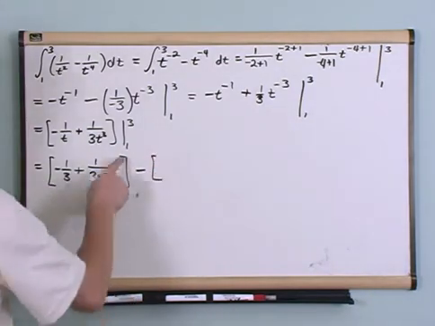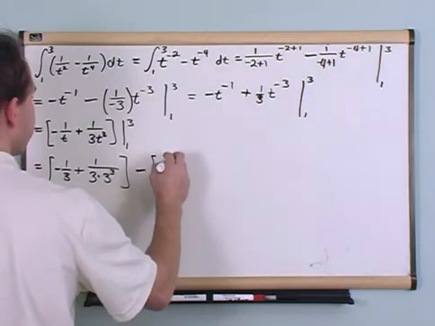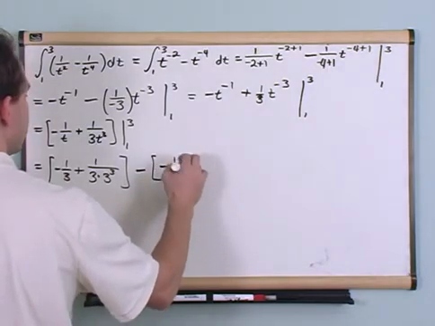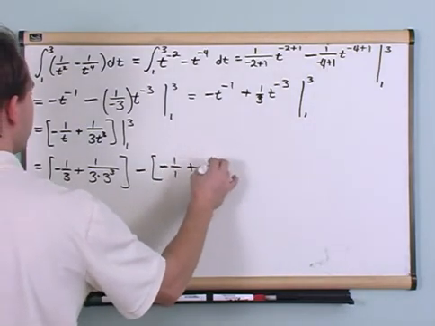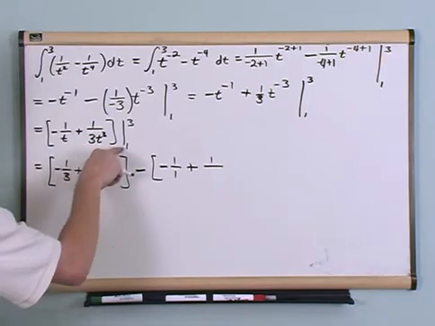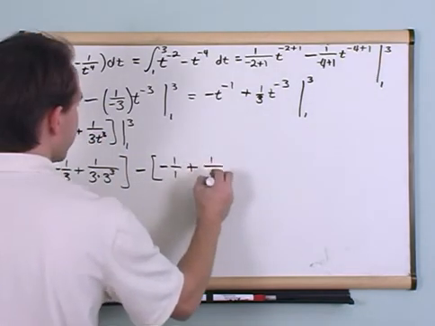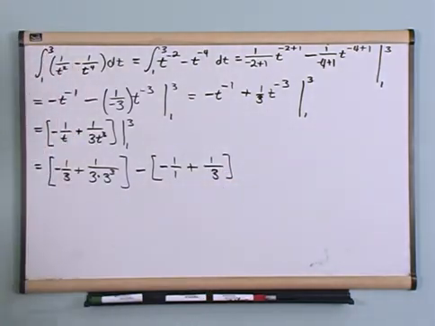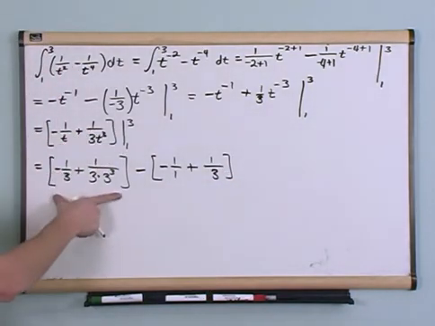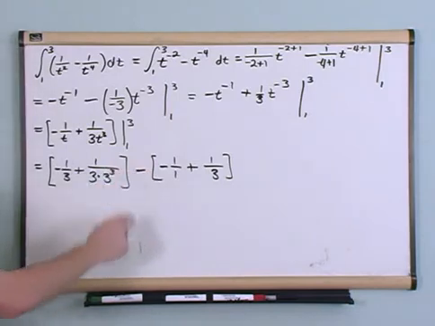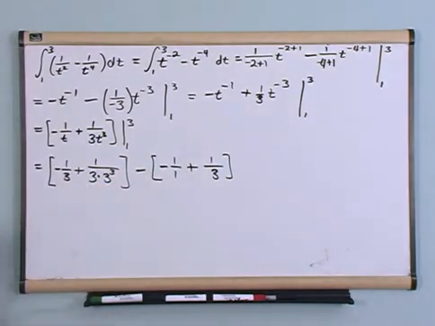Minus, and now I'm going to plug a 1 in, which is going to be negative 1 over 1 plus 1 over, and I'm just going to put 3 in because 1 raised to any power is 1, so this is just going to be a 1/3 here, like this. All I did was plug a 3 in and get this, and then plug a 1 in and get this, and you have your minus sign like we always do.